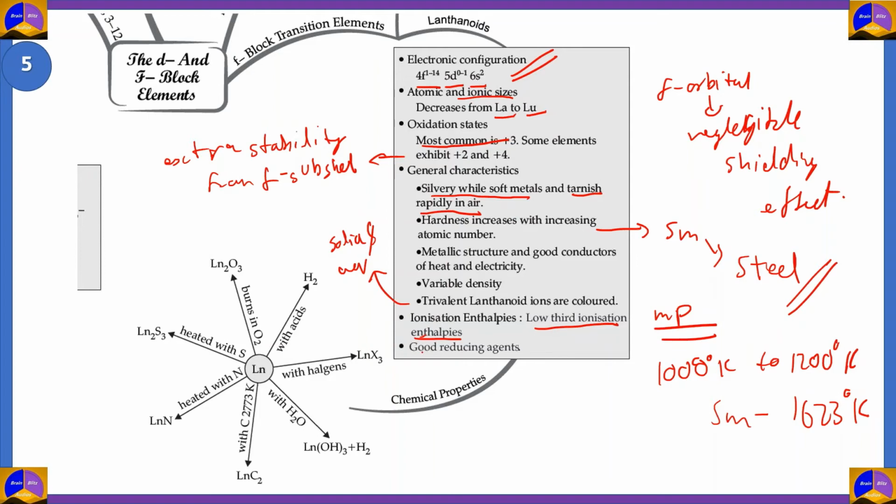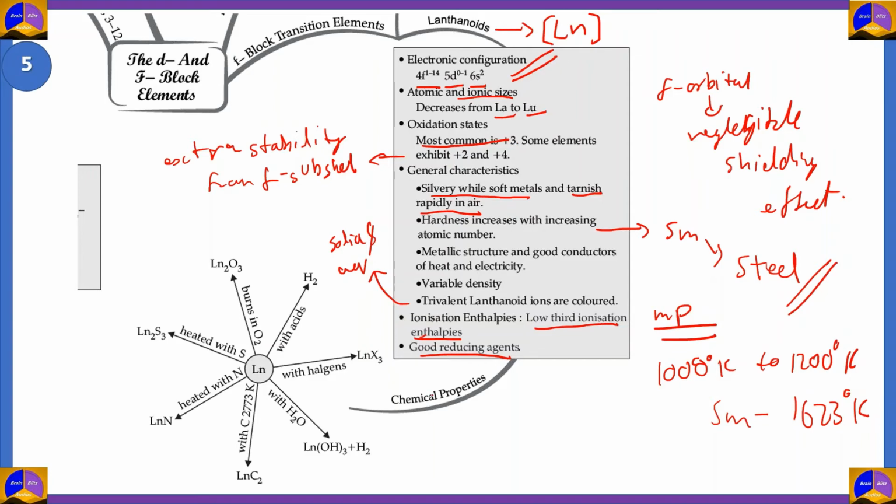And they are also good reducing agents. So most of the lanthanoids can be pretty easily oxidized, so therefore they are good reducing agents. And one other thing about lanthanoids is that you can represent all kinds of lanthanoids using the symbol Ln. So Ln is a common symbol for lanthanoids.